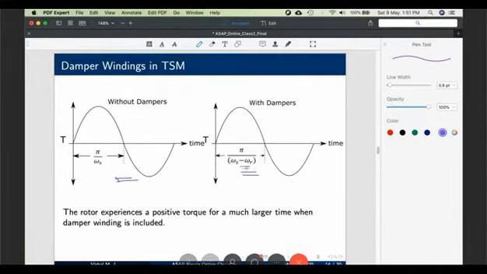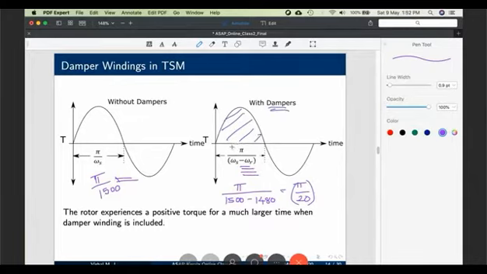But see this time. Here it was pi by 1500, the time for which it was experiencing a positive torque. What will be the case with dampers? Synchronous speed is 1500, and since it works as an induction machine now, the damper winding is doing that. It may reach a speed close to that, let's say 1480 RPM. So this is pi by 20, which means a positive torque is there for a much larger duration of time if you have dampers, and the rotor gets enough time to react to this positive torque.